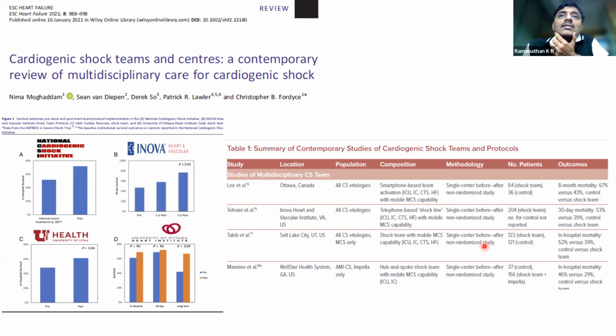So, in centers like Ottawa in Canada, survival improved from 43 to 67%. So two thirds of your patients who get cardiogenic shock survive and go back home. Essentially, that's something which was never heard of. The same thing with other centers as well, where they have shown significant improvement in mortality with clear-cut organization of the team for management of cardiogenic shock.